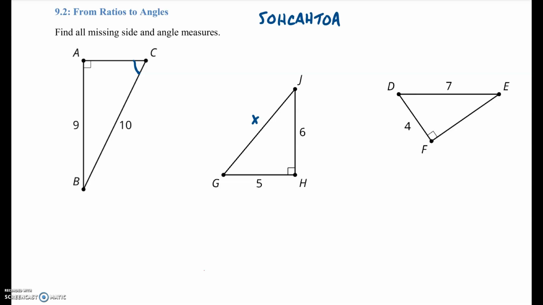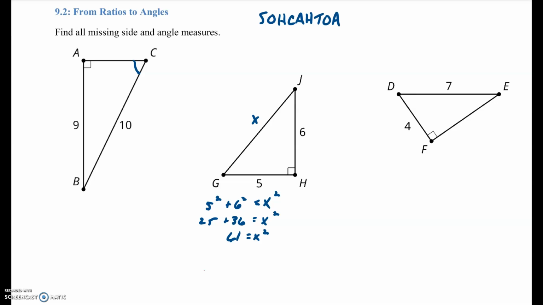I notice that it's the hypotenuse, and I know that the sum of the squares of the legs of any right triangle is equal to the square of the hypotenuse. So 5 squared plus 6 squared, the sum of the squares of the legs, is equal to the square of the hypotenuse. 5 squared is 25, 6 squared is 36. That's equal to x squared. 25 and 36 is 61.